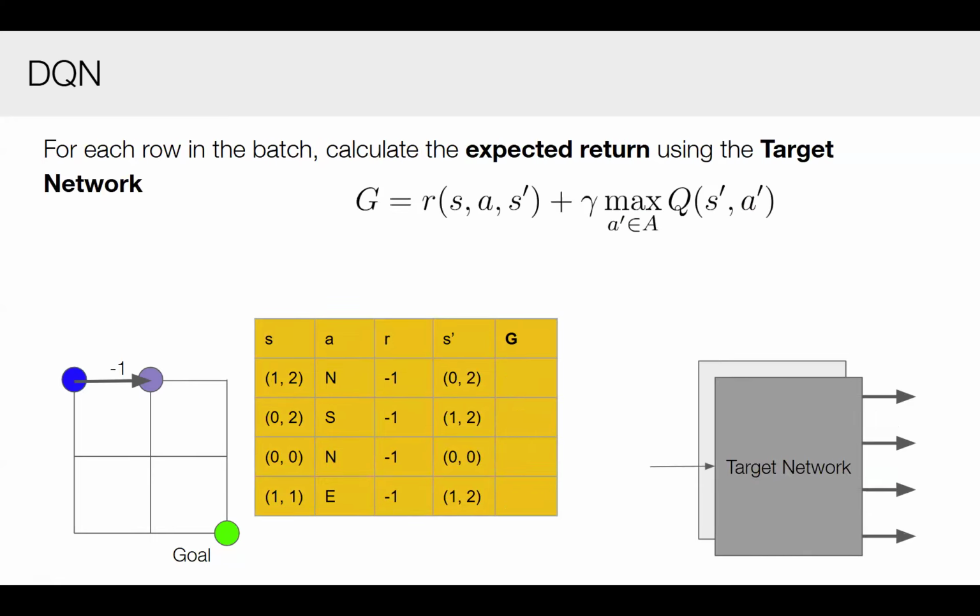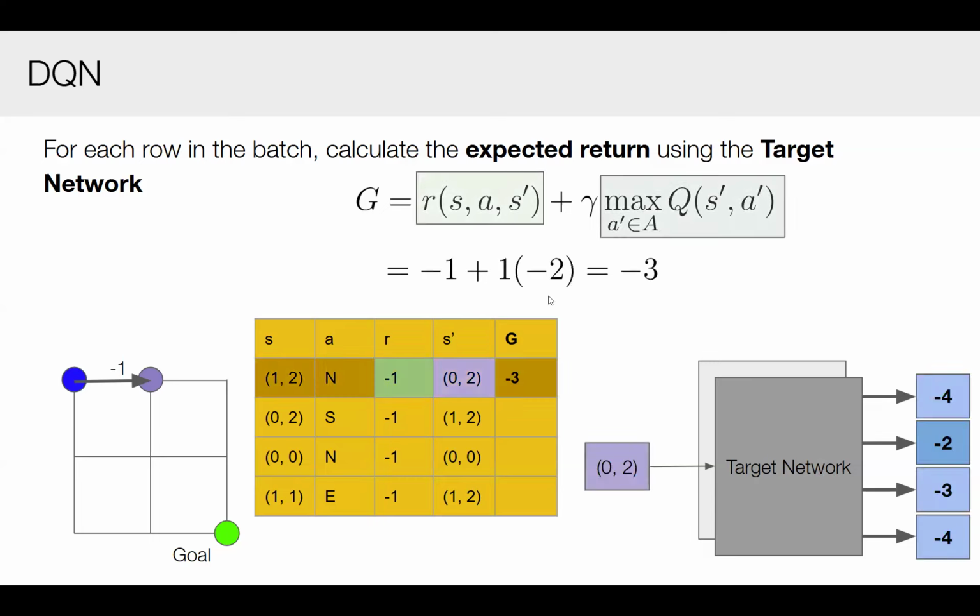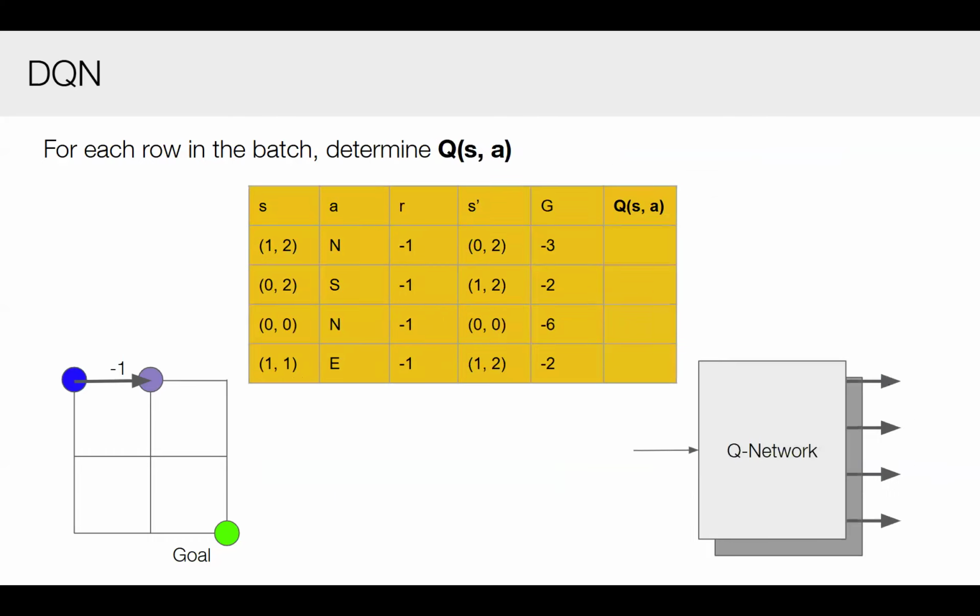So this is what our batch looks like. For each row, we're going to calculate the expected return using the target network. This is basically the same step that we did in our previous version of the algorithm, except now we're going to use our second neural network, the target network, to estimate the expected return. This is the exact same formula as before. Nothing changes with this formula. We're just going to do that for every single row in our batch, updating the return for every single row.